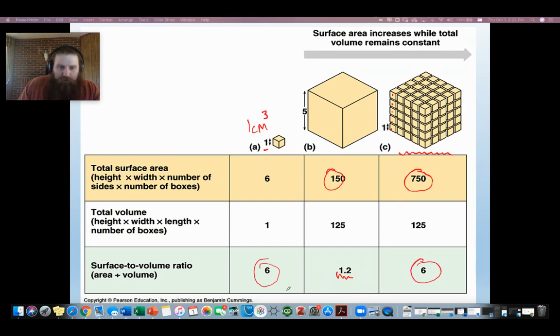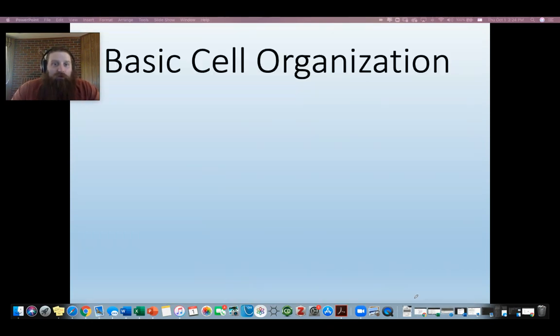And notice something. It's the exact same as the 1 centimeter cube. So even though I've got 750 cubic centimeters of surface area in C, compared to only 6 cubic centimeters in A, I've got the same surface to volume ratio. So what we're showing here is that if you have a bunch of really little cells and they occupy whatever space, the smaller the cells, the greater the surface to volume ratio, the easier it is for things to move in and out of the cell. So we're talking about the cell. Let's look at the cell.